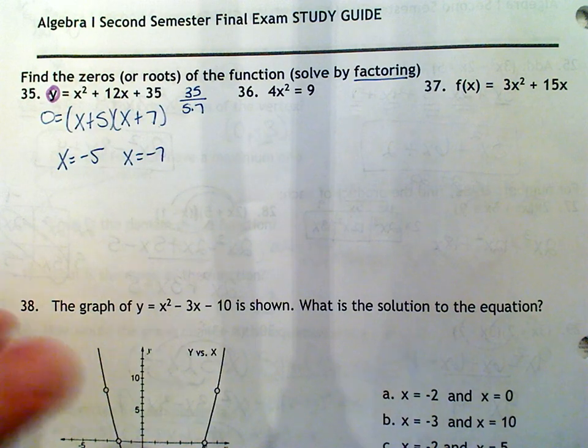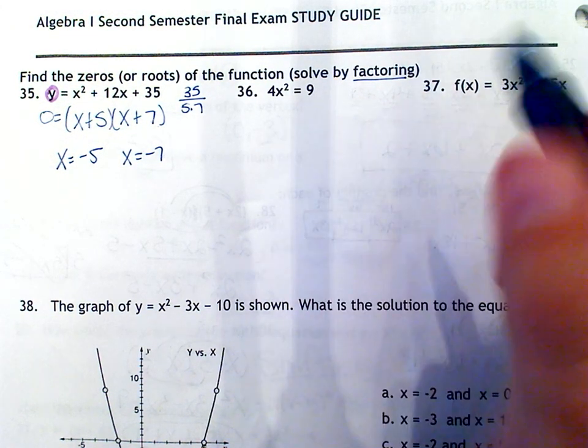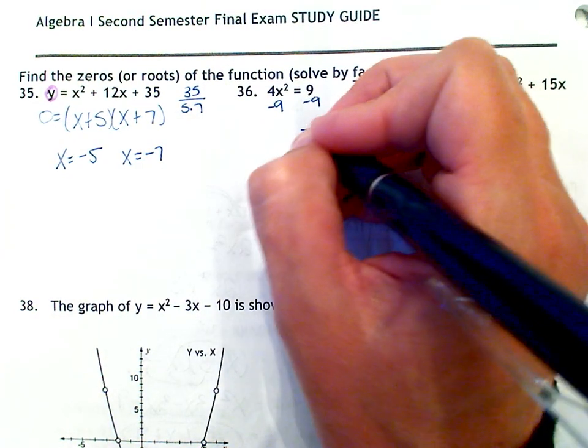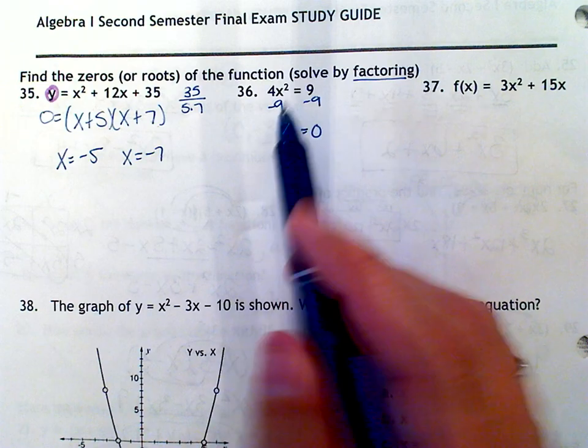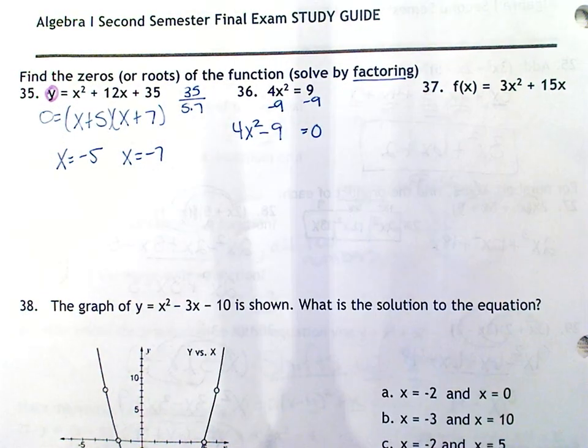36, it does not equal 0. So what do you need to do to 9 to make it equal 0? You need to subtract 9. So this side is 0. Well, that's an x squared and that's a 9. You can't subtract those. So it's 4x squared minus 9.